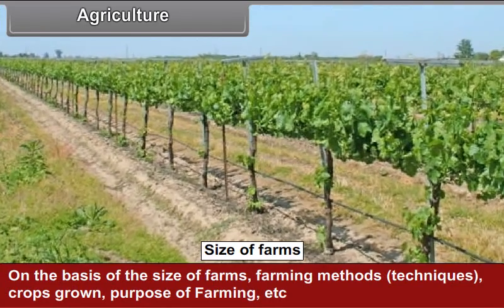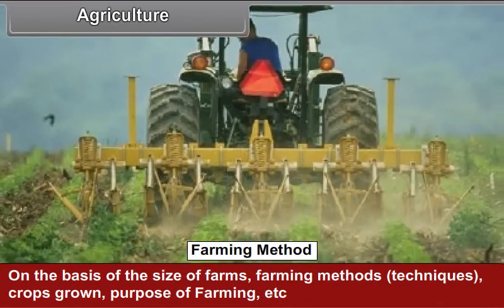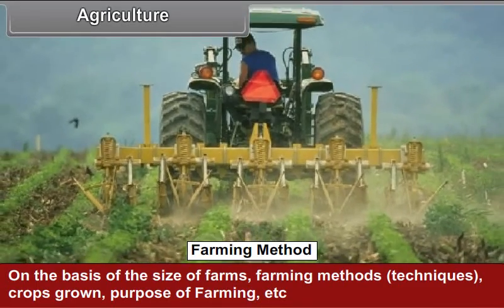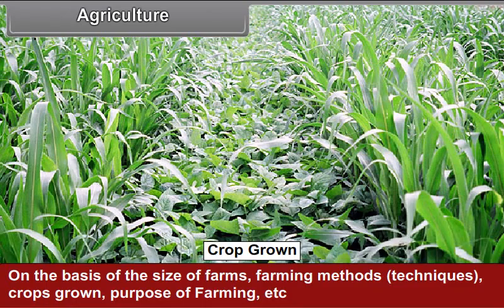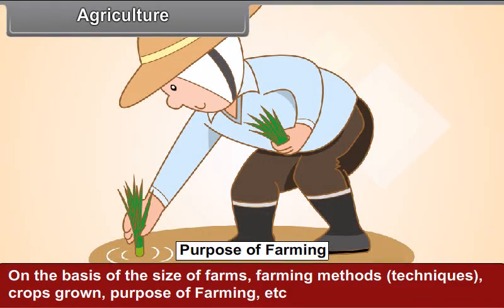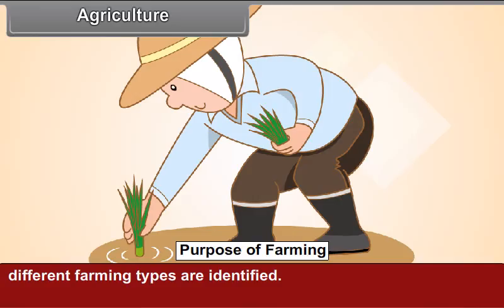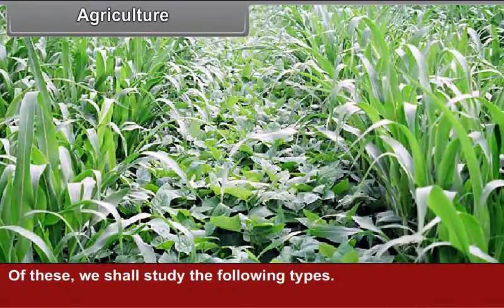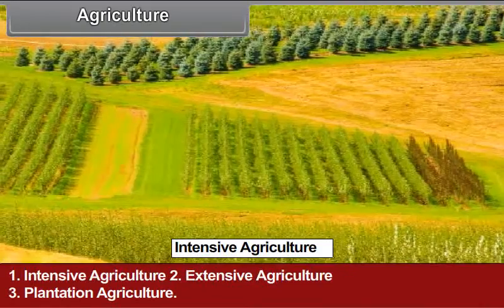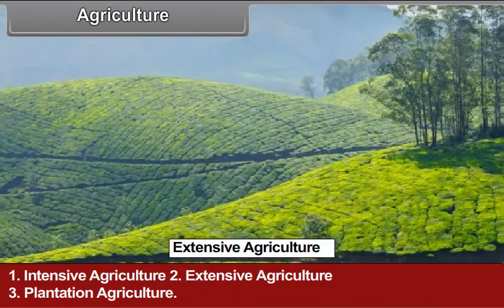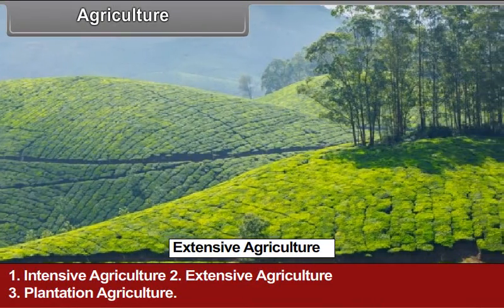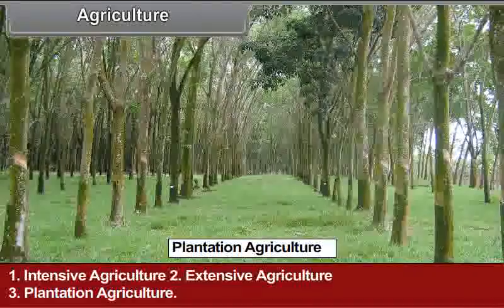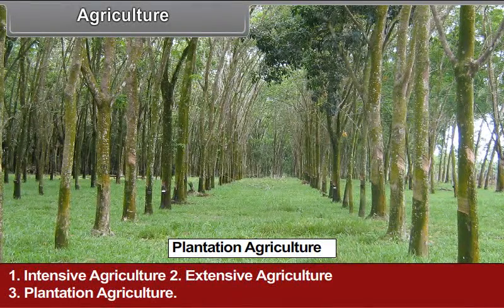On the basis of the size of farms, farming methods, that is, techniques, crops grown, purpose of farming, etc., different farming types are identified. Of these, we shall study the following types: intensive agriculture, extensive agriculture, plantation agriculture. See figure 13.2.